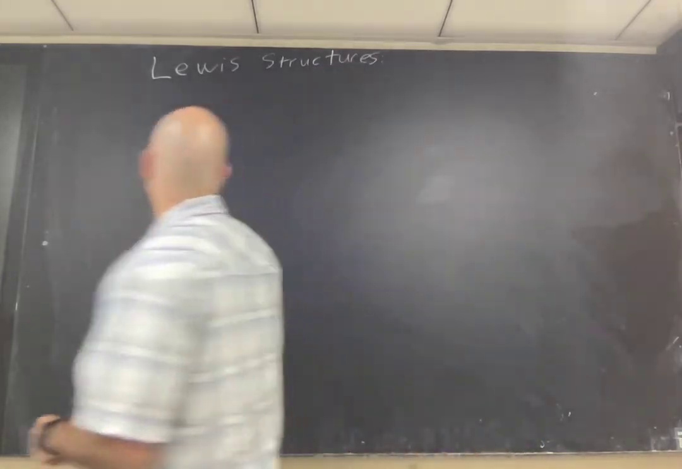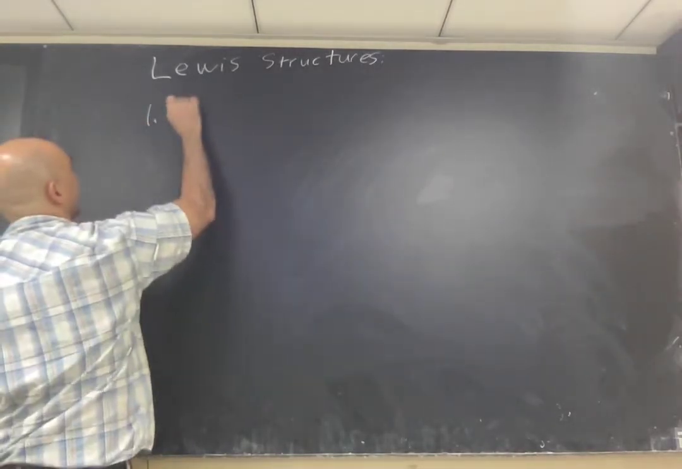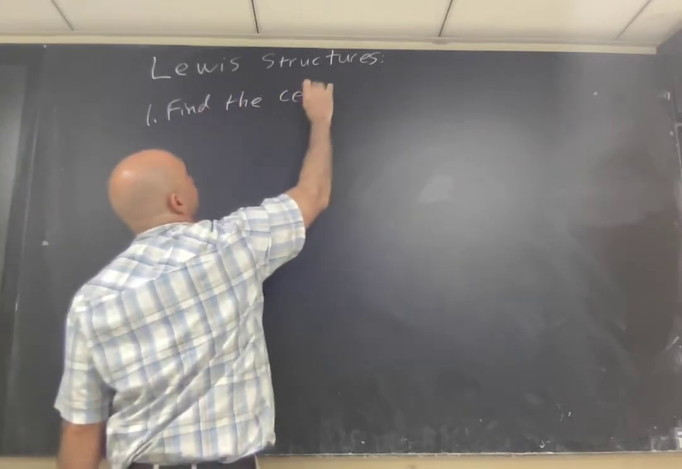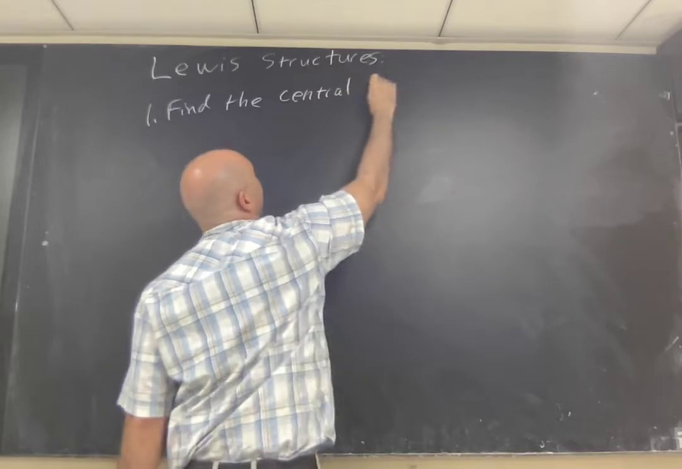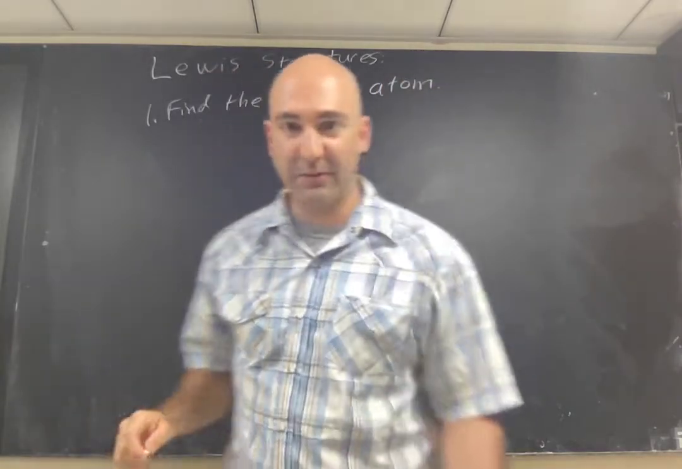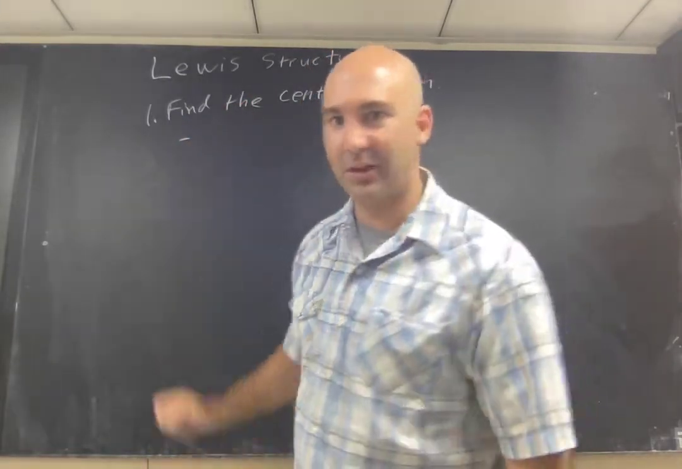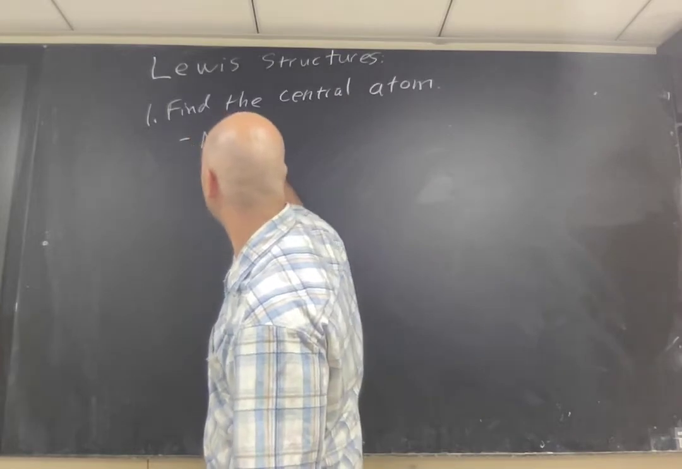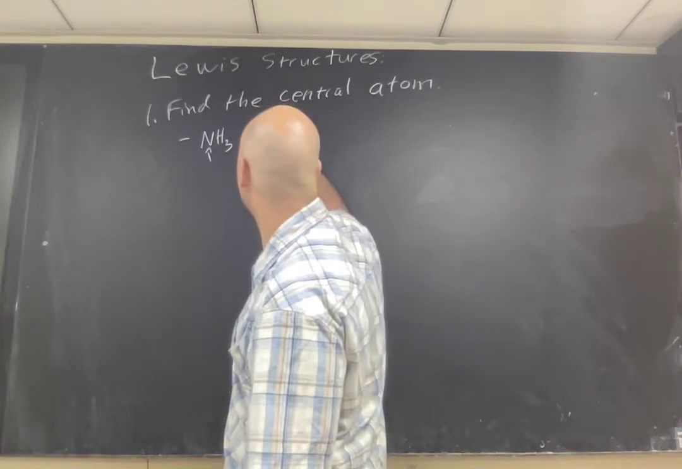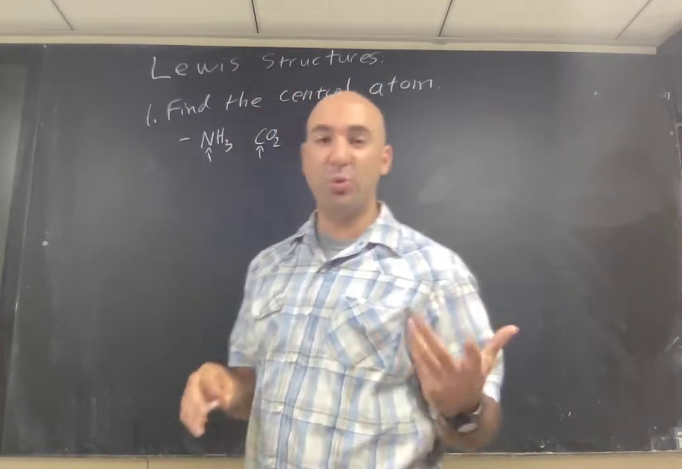The first thing is to find the central atom. Okay, and as a caveat, it's almost always going to be the one on the left. So if it's NH3, it's the one on the left. If it's CO2, it's the one on the left. Okay, there's a few weird exceptions to this.